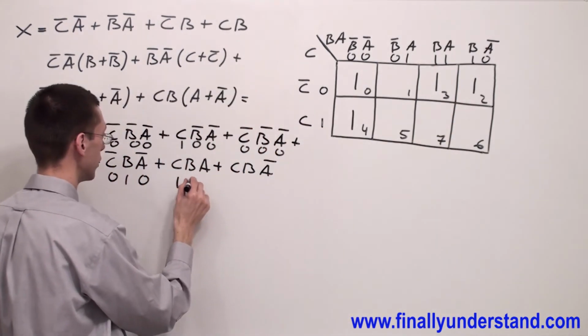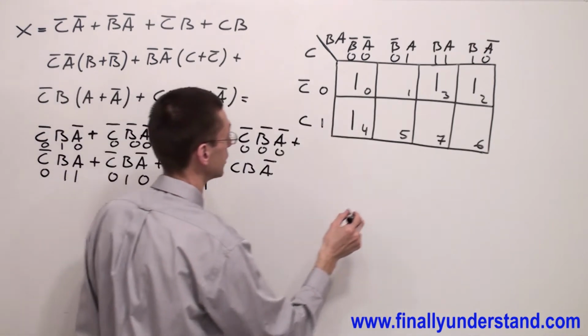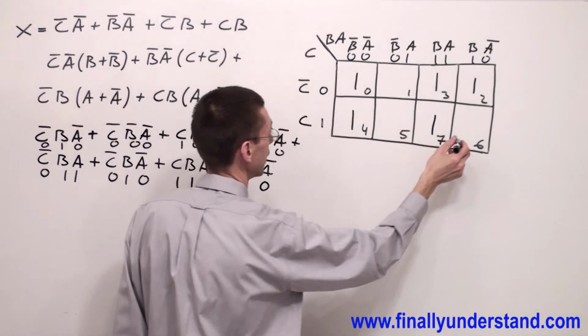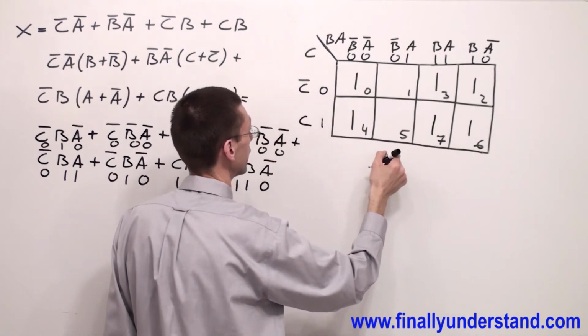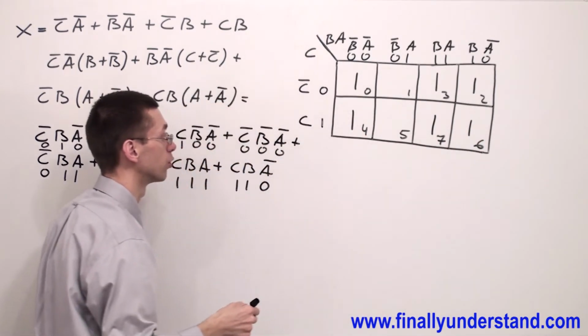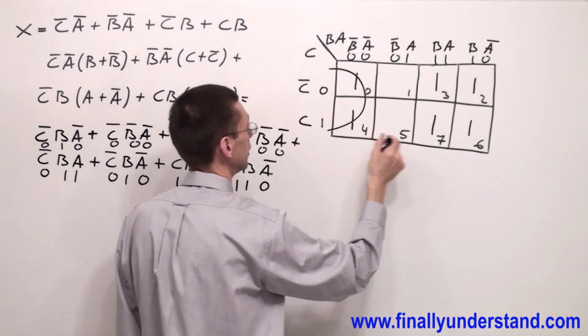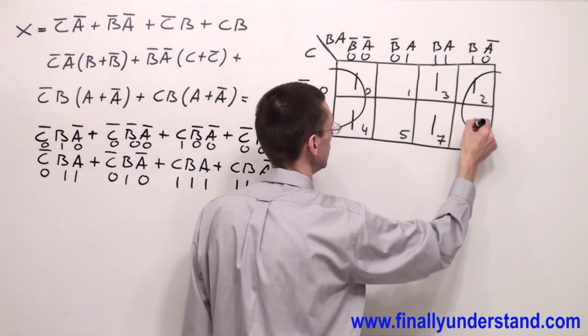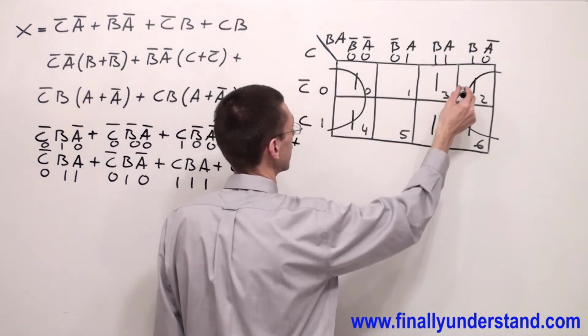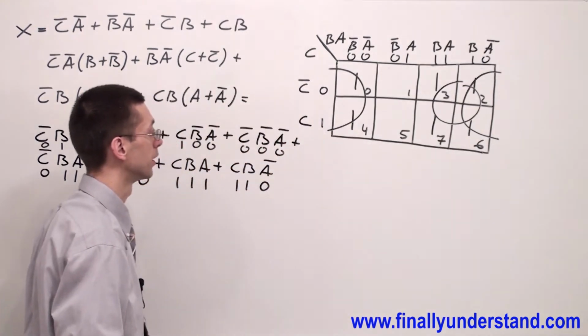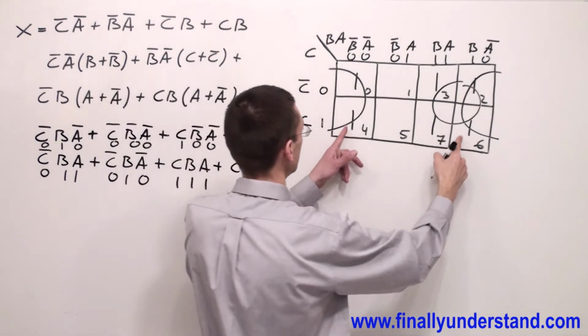This is binary 2. It's marked already. I have 1, 1, 1. This is binary 7. And I have 1, 1, 0. This is binary 6. Next, I'm supposed to group these ones. My first group is going to contain these 4 ones, and another group is going to contain these 4 ones. Let's talk about this group first.